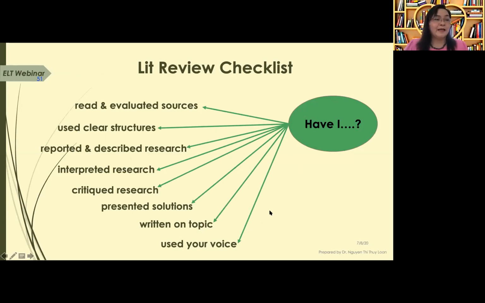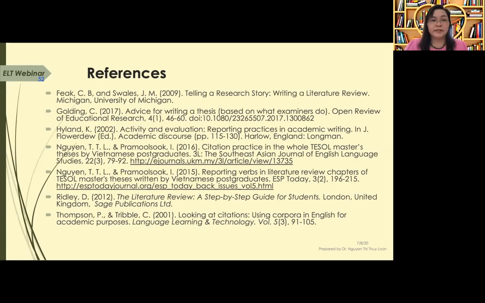Doing that means you have to use interpretive elements in your writing. And in order to do that, you have to use citations properly. Okay, so here is the list of references I made use of for my presentation, also some other aspects like the language you can use.